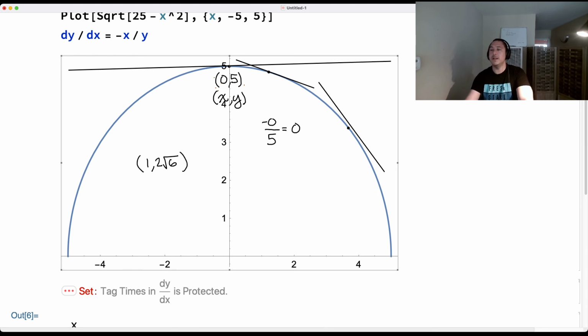Okay, so if you wanted to find the slope of the tangent line at that point, you would plug into the formula dy dx equals minus x over y. So you would get minus x, which is 1, divided by y, which is 2 root 6. Whatever that value is, is the slope of the tangent line right there. Minus 1 over 2 root 6 is the slope of the tangent line right there, which is actually sort of interesting.